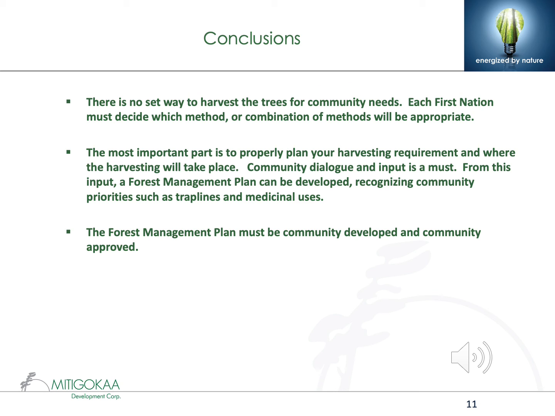Conclusions. There is no set way to harvest the trees for community needs. Each First Nation must decide which method or combination of methods will be appropriate. The most important part is to properly plan your harvesting requirement and where the harvesting will take place. Community dialogue and input is a must. From this input, a forest management plan can be developed, recognizing community priorities such as trap lines and medicinal uses. The forest management plan must be community developed and community approved.